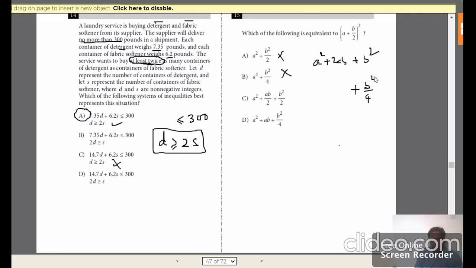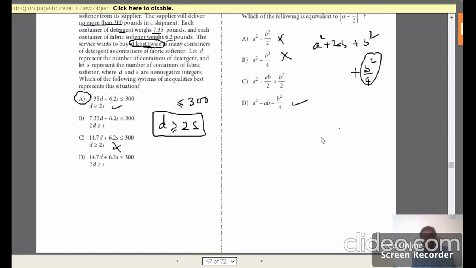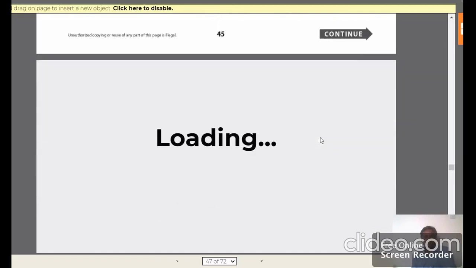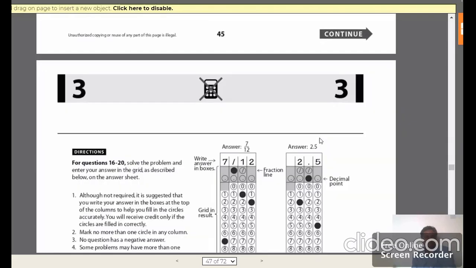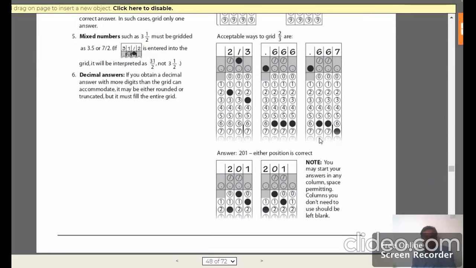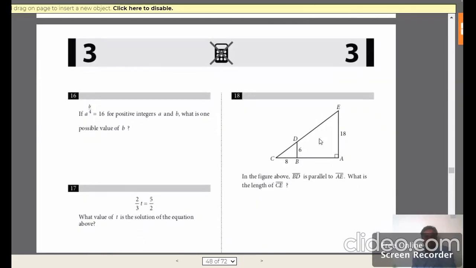Among these, check b square by 4, where is it? That's it. This is your answer. You don't have to move here and there and waste your time. Quickly you can solve the question. We'll shift to the next set of questions.